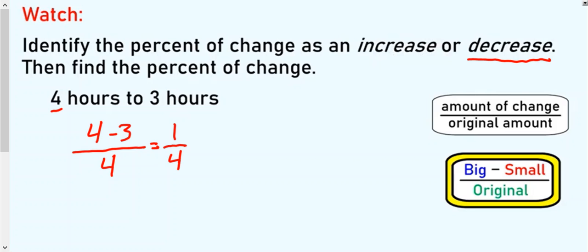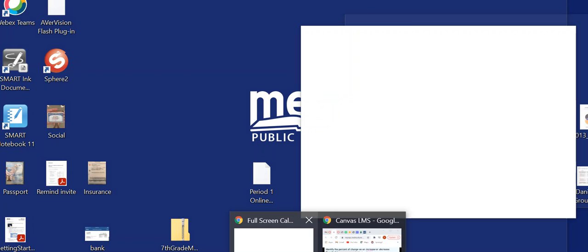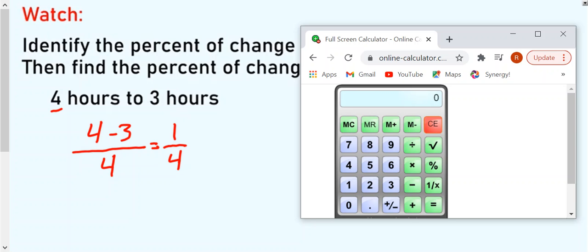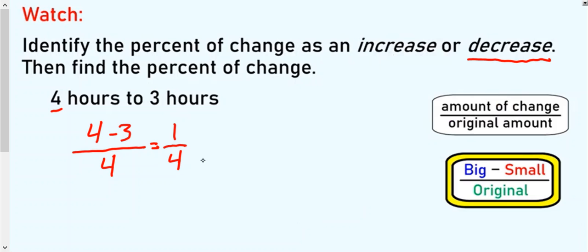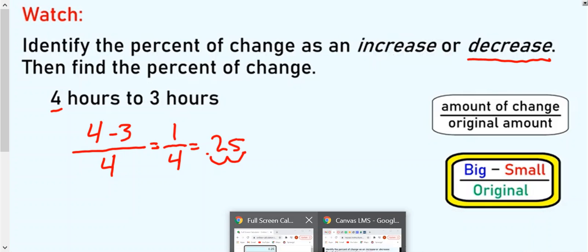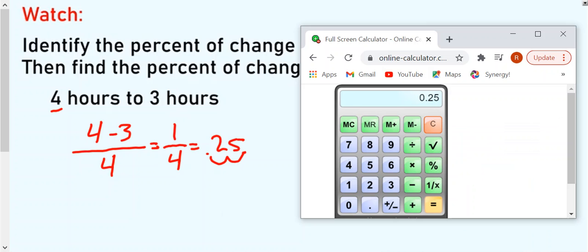Now you might be able to look at that and say that 1 divided by 4 is 0.25, but let's bring in our calculator just to make sure. 1 divided by 4 is 0.25, so this is equal to 0.25. Okay, now we need to turn it into a percent. So you can either just scoot your decimal over 2 places, or you can multiply by 100. So if we bring back our calculator here, and we have 0.25, we multiply by 100, we get a percentage of 25%.